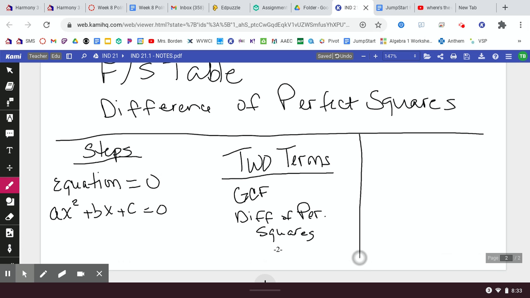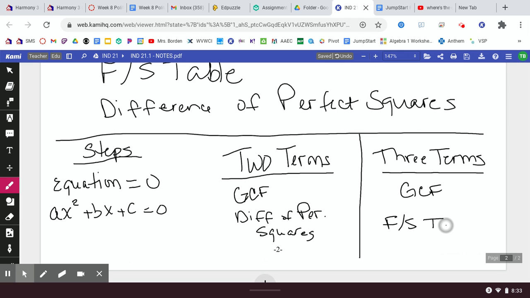If it is three terms, still think greatest common factor first, because it might save you a whole lot of time. And then after that, your factor sum table. And I will wait. This is so important. I want everybody to have this right here down in your notes to refer back to. So I'll wait and make sure everybody's pencil has stopped so I know everybody has it.